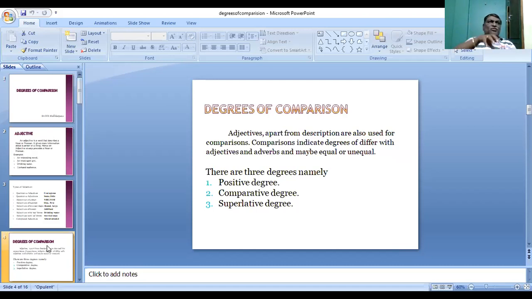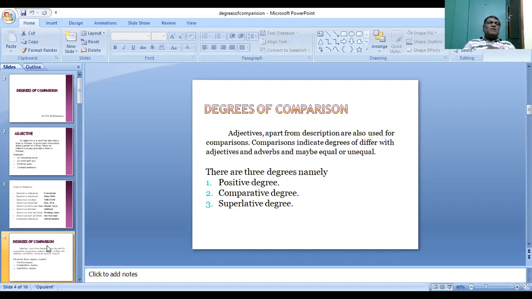A comparative degree is the one which is used for describing two things or two groups, two people, or anything between two. Whenever you are talking about two sets or two groups or two people or anything between two, that is called comparative degree. And superlative degree comes when you have more than two things.